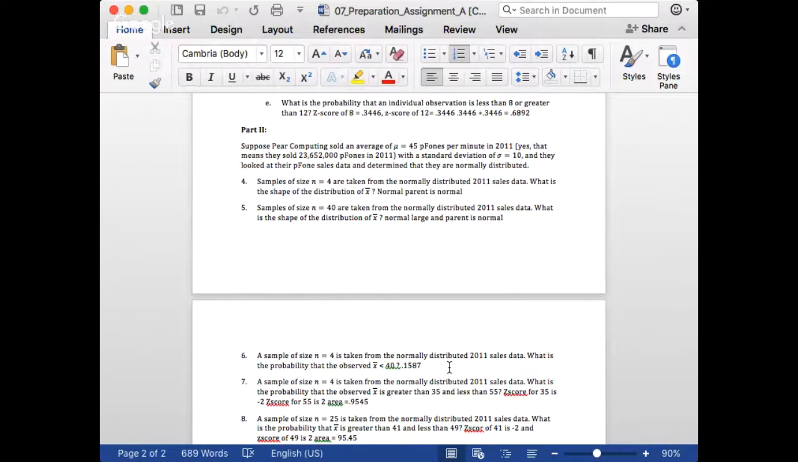If you're doing it on a calculator, what I do is the top first, so 40 minus 45, get -5. Then I take the whole answer and divide it by, in parentheses, 10 divided by the square root of 4, in parentheses. The parentheses are important because you might get a wrong answer if you don't use them at the right time. So you divide and get -1.